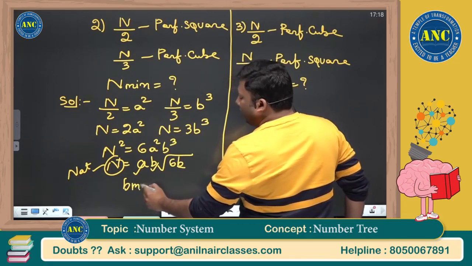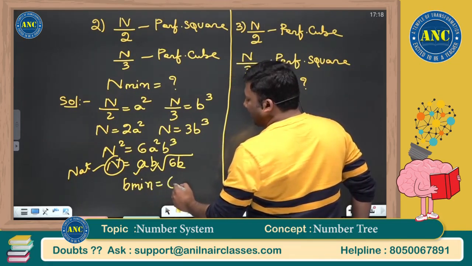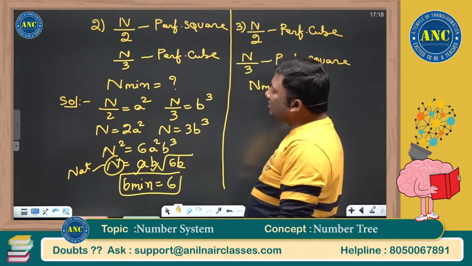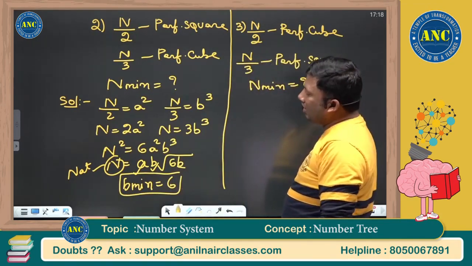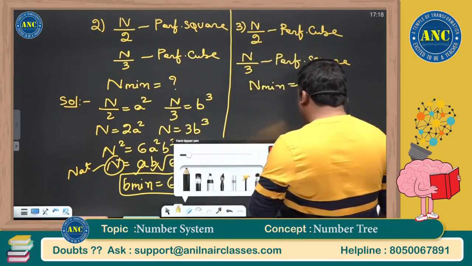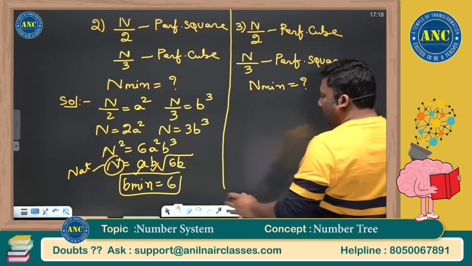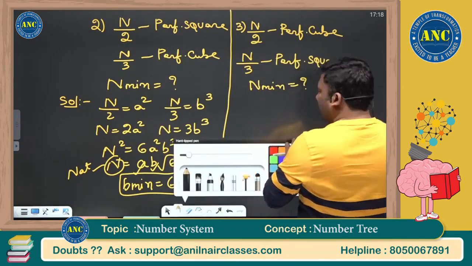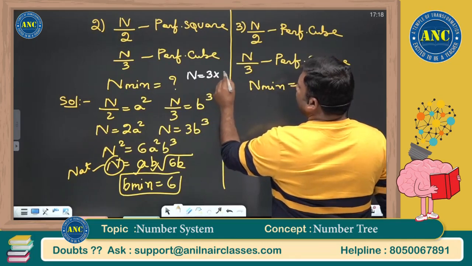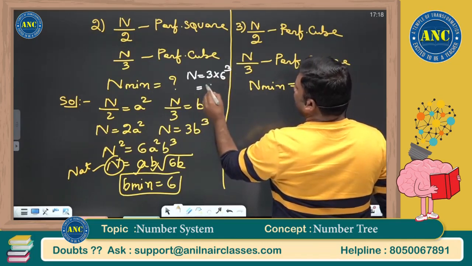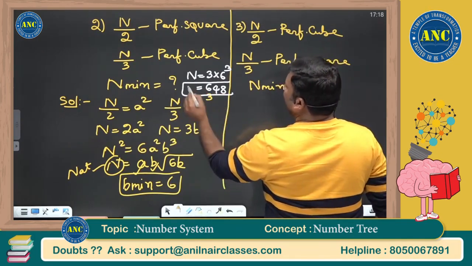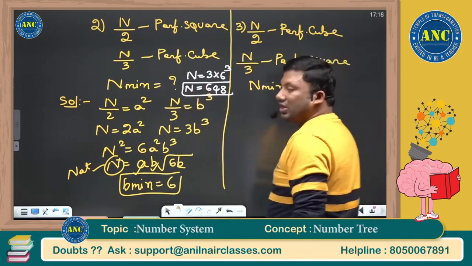So for b minimum value, under root 1 into 6 is there. So another 6 should be there for this number to become a perfect square. So b minimum is nothing but 6. If b minimum is 6, what will be the value? n is nothing but 3 into 6 cube, 216 into 3, which is 648. The minimum value of n is nothing but 648.